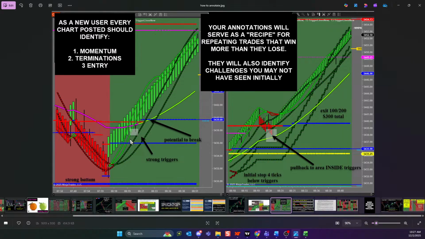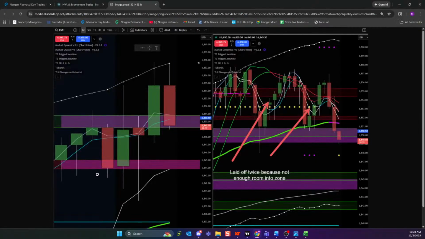Guys, this is the perfect trade, from the perfect conditions with the advantages that you need to feel comfortable about taking the entry. That's it. And because you take pictures, because you annotate, you now have a recipe, not only what it says on paper, but what it looks like to take the perfect trade. Laid off twice because not enough room in the zone. Worked out for you, didn't it, Phil?